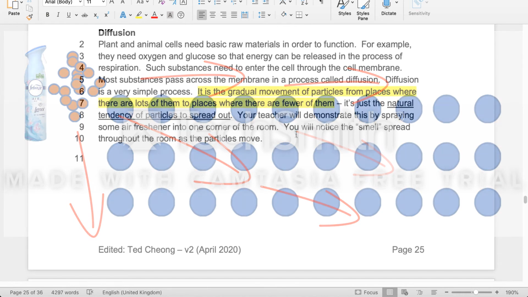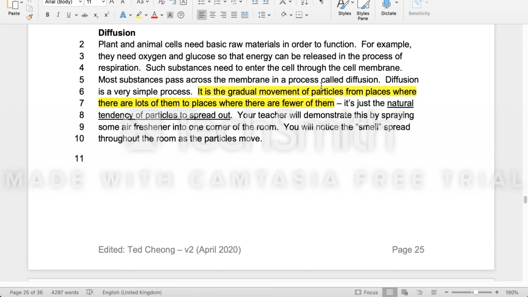Okay, so that's diffusion. So that's that gradual movement of particles. So the particles we're talking about here would be the air freshener particles, that nice smell. So it's that gradual movement of those particles from a place where there's lots of them, where I sprayed in the corner, to where there's fewer of them.